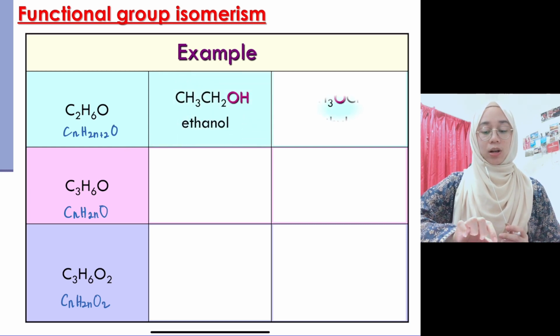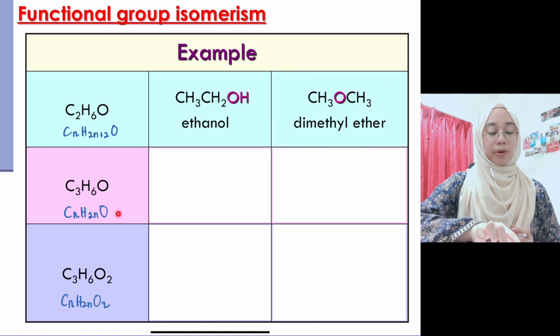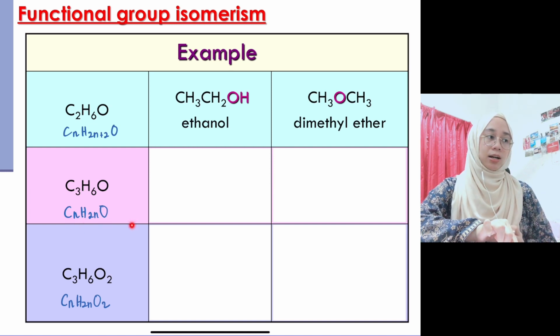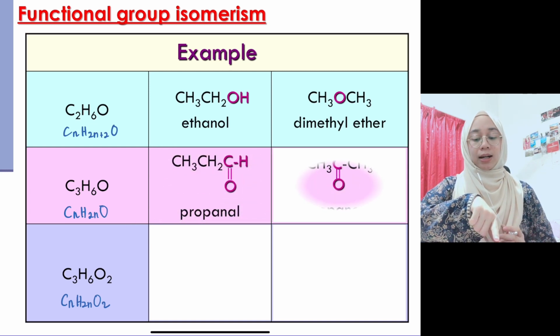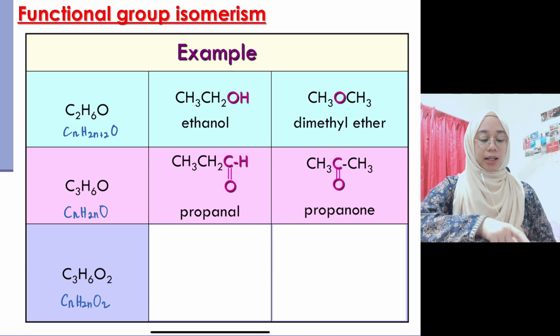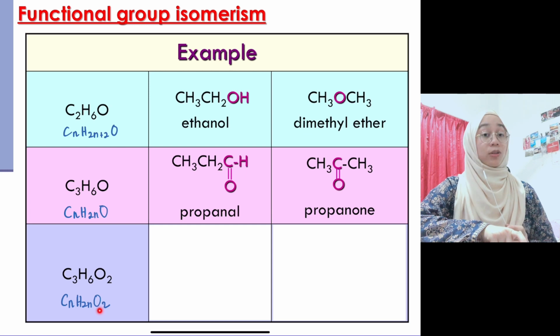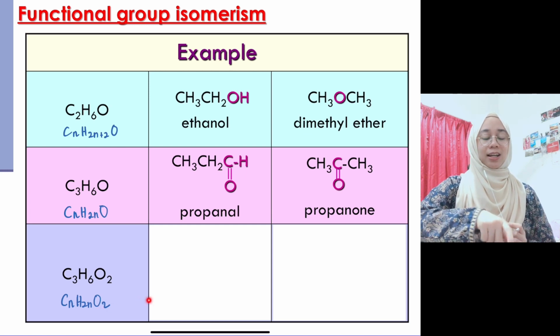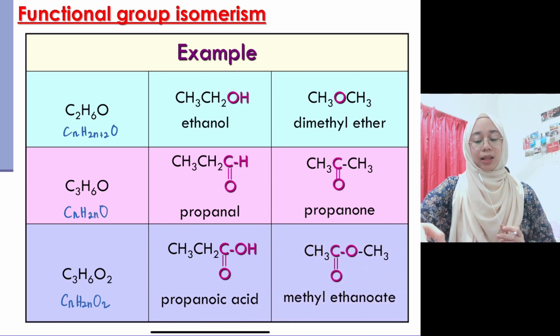So let's look at the examples. The first one is ethanol, and this one is dimethyl ether. For the second example, they have the general formula of CnH2nO. This is between ketone and aldehyde. So here we have propanal and propanone. And lastly we have CnH2nO2. Which functional group has 2 O's? That would be carboxylic acid. Carboxylic acid and ester. So we have propanoic acid and also methyl ethanoate.